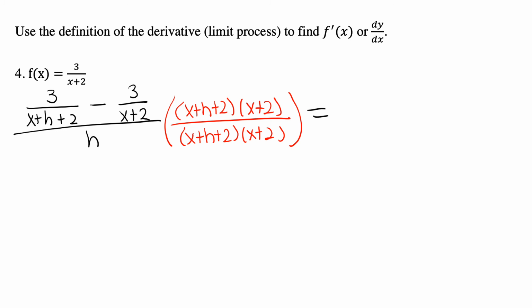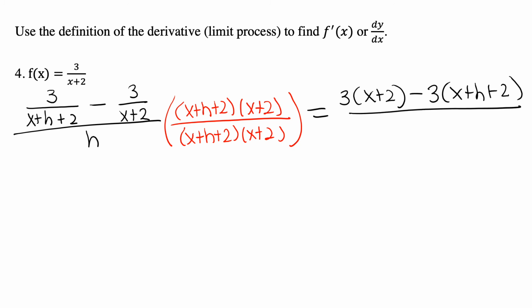Now when we simplify each piece in our first term, that x plus h plus 2 factor is going to cancel, and we're just left with 3 times x plus 2. Minus, in our second term, our x plus 2's cancel, and we're left with 3 times x plus h plus 2. And then our denominator just stays the same, so we have that h, don't forget about it, times x plus h plus 2 times x plus 2.